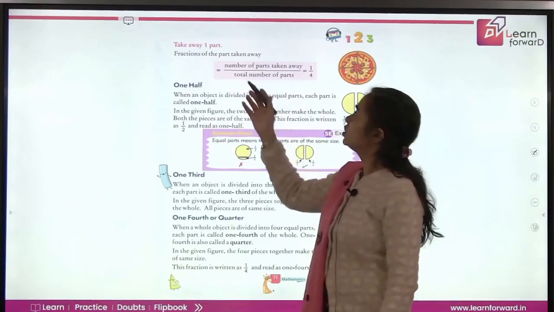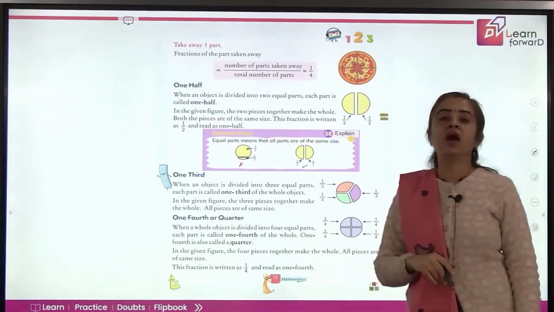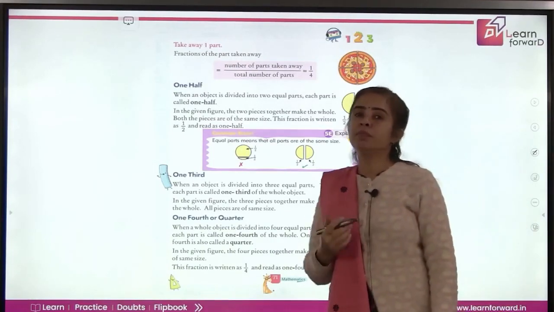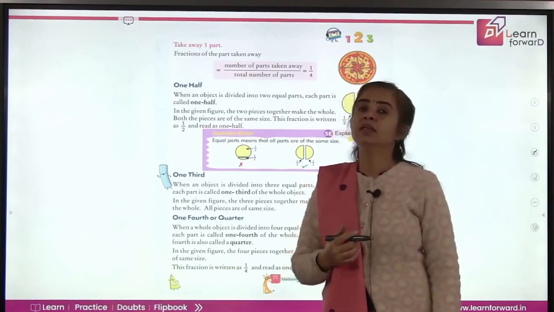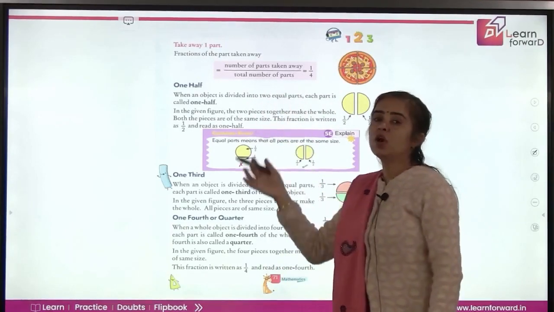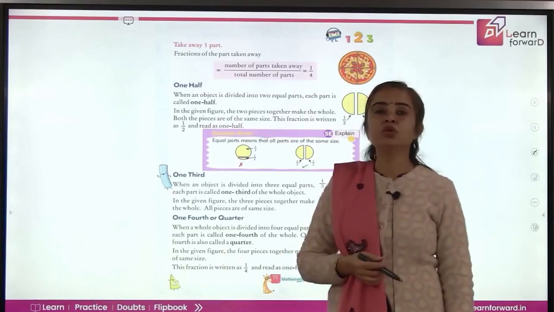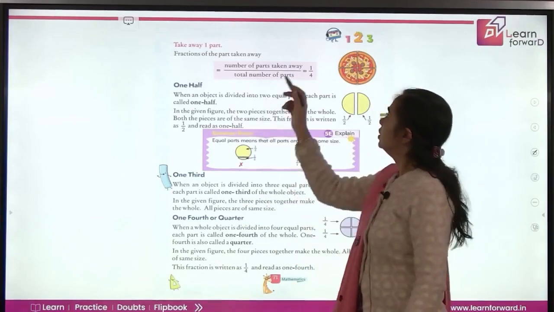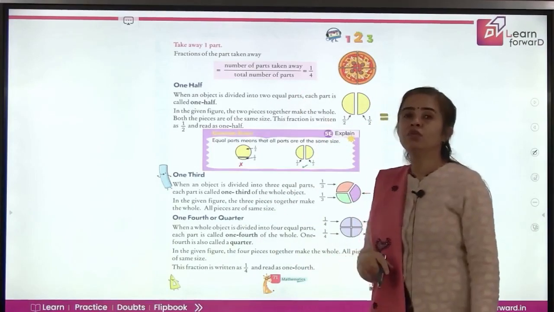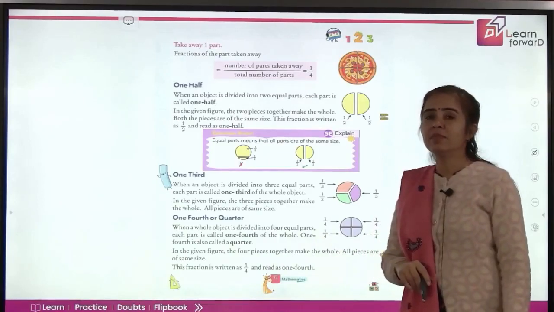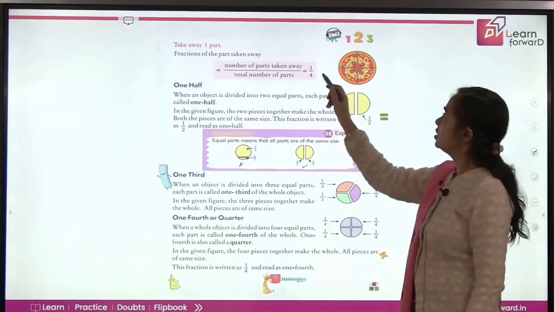Now, fraction of the part taken away. How do you write a fraction? Whatever is the number of total parts you divide something in, that is the lower part. That is the total number of parts. So, in your example, you divided the pizza into how many parts? 4 equal parts. So, the number here will be 4. And what is the number of parts taken away by each one? So you are taking just one part.